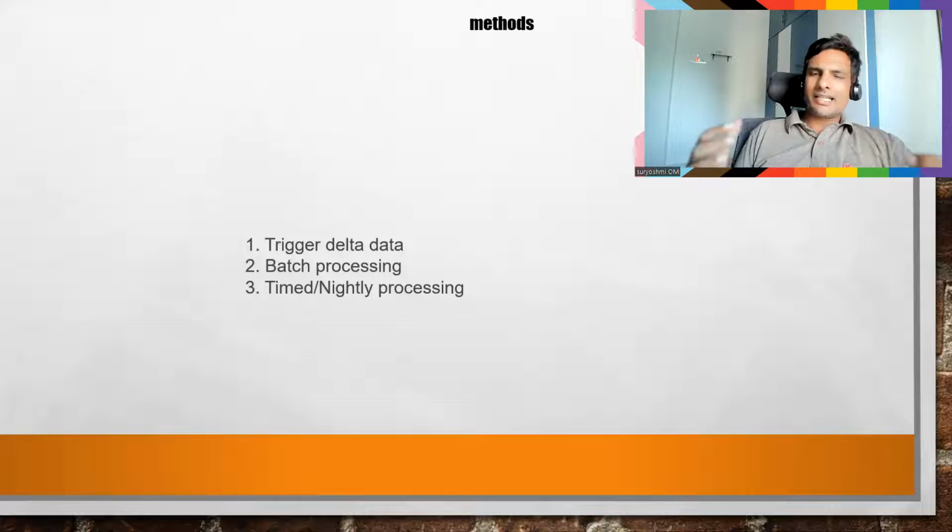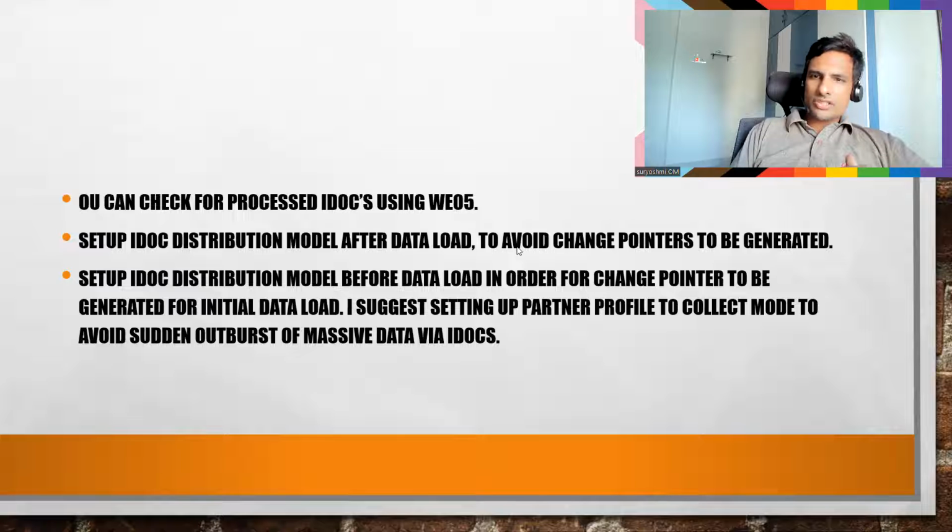Triggering delta data. Delta data means whenever you make a change, it should automatically change. And batch processing, you will run batch processing, right? Like at the time of LSMW, when you use that particular T-code and do batch processing, you can do timely, nightly processing and schedule a job. If you don't want to disturb your actual system, it depends on the situation where they would like to activate the change pointers and utilize them for master data.